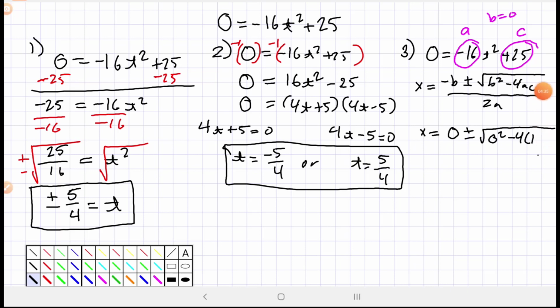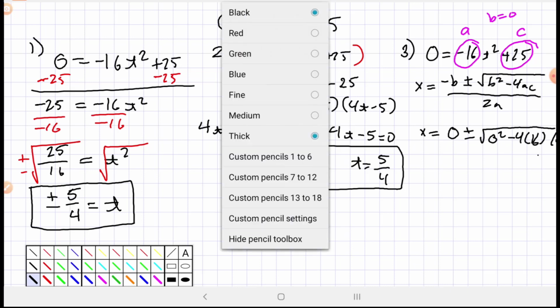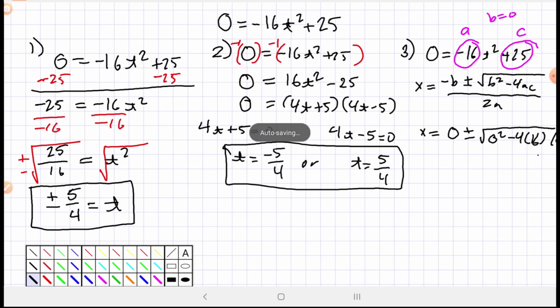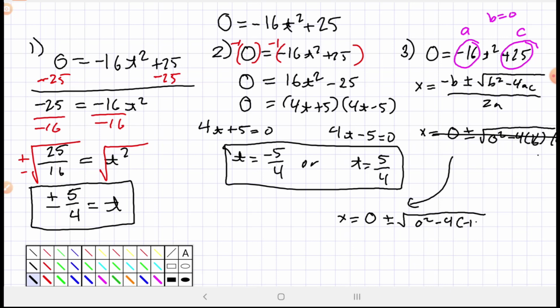I'm running out of room. 16 times 25. It's getting messy. Let me just write it underneath. I'm going to skip this step and write it a little bit lower so I have more room. So x is equal to 0 plus or minus the square root of 0 squared minus 4 times a, which is negative 16, times c, which is 25, all divided by 2 times a, which is 2 times negative 16.